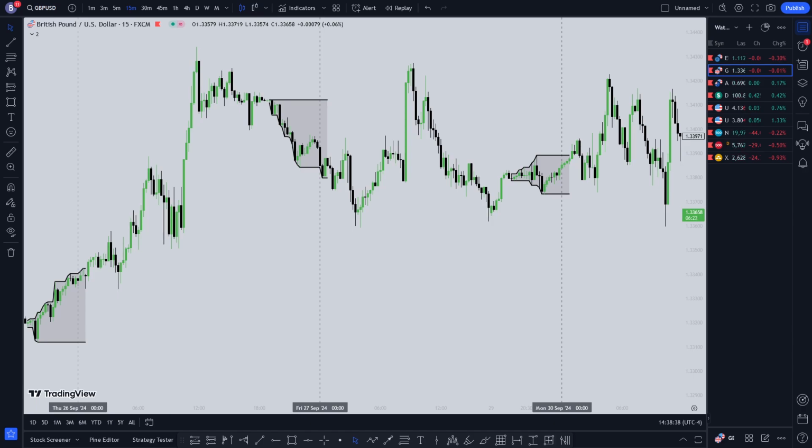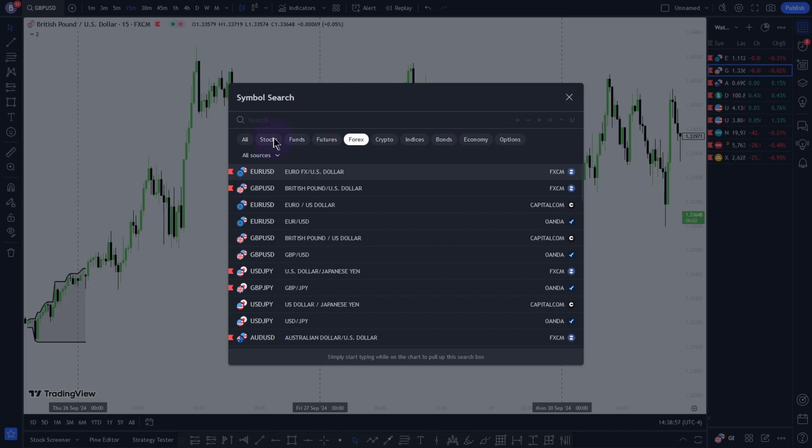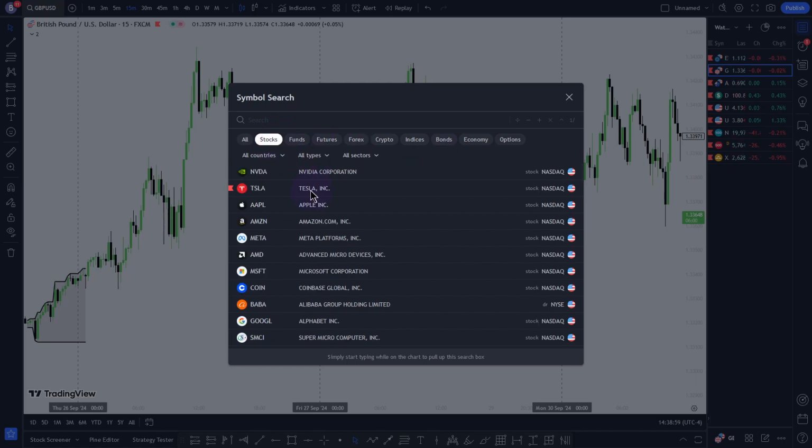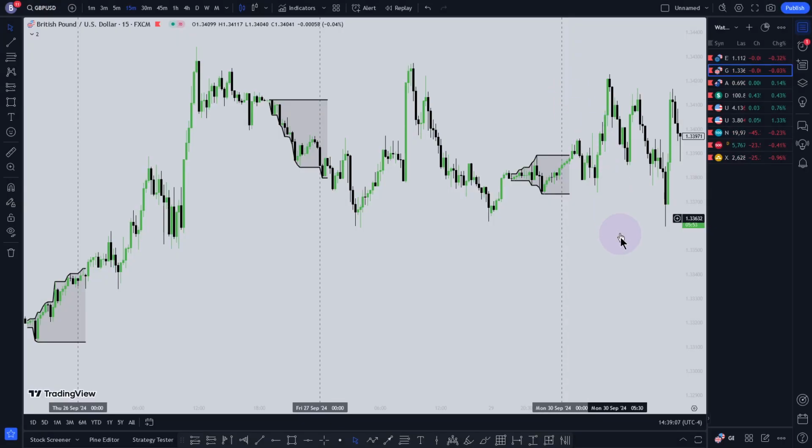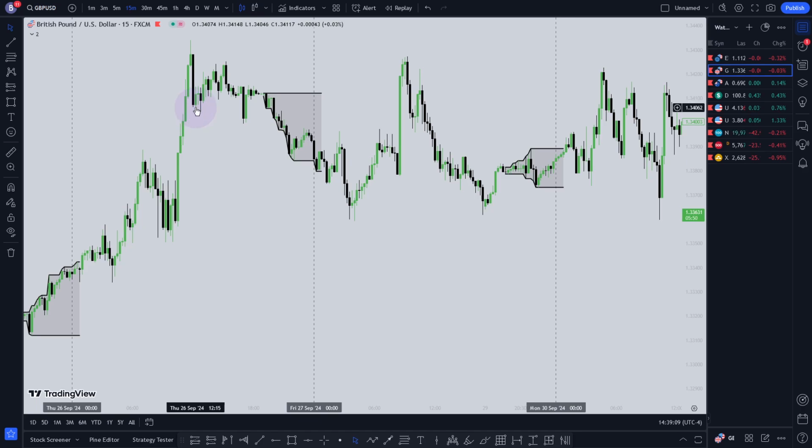First of all, I'm on GBP/USD. It does not matter what chart you are on, what pair, or what market. This works on every single market: gold, ES, NQ, other forex pairs. On stocks I think this does not work because on stocks you cannot find midnight. Now let's go over GU.